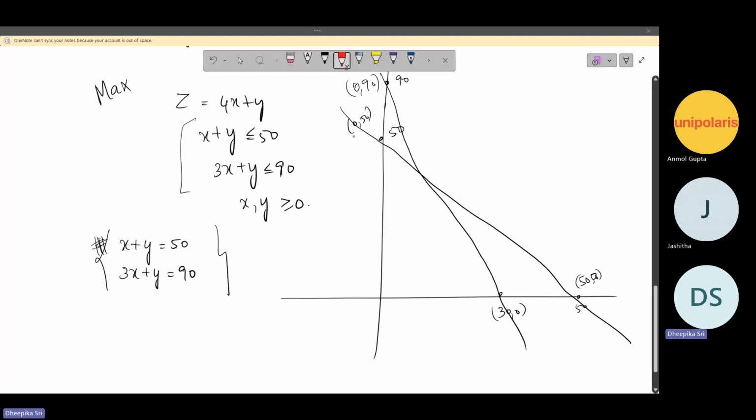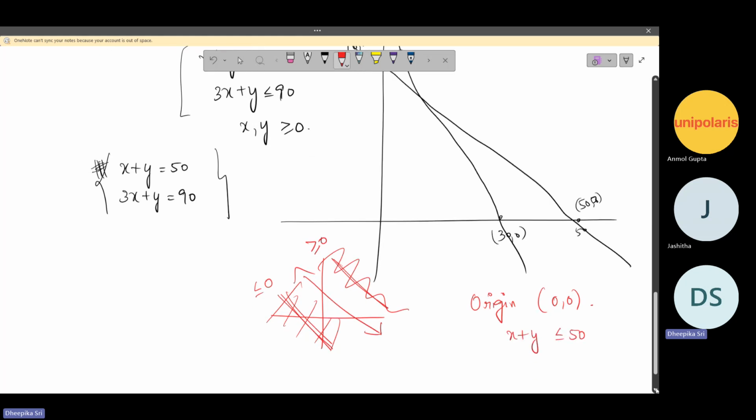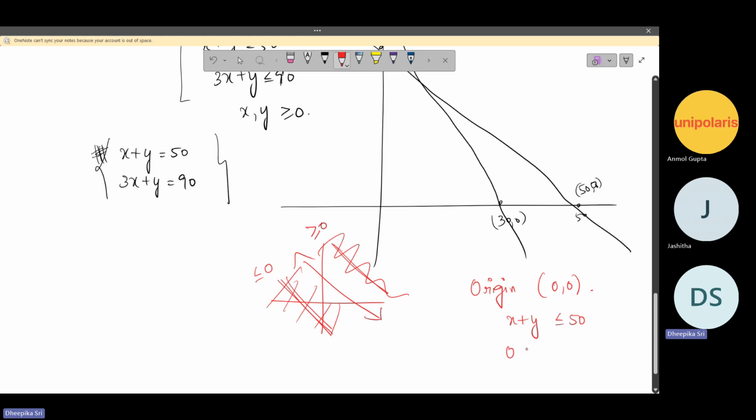When I draw any line in this coordinate plane, the entire region is basically divided into two parts, right? So this is one region and this is the other region. When it is less than or equal to 0, I'll be taking this region. When it is greater than or equal to 0, I'll be taking this region. So how do I conclude that? The hint is the origin. Origin is denoted by 0, 0, right? So if I take the first equation, x plus y less than or equal to 50, if I replace x and y by 0, 0, what will happen?